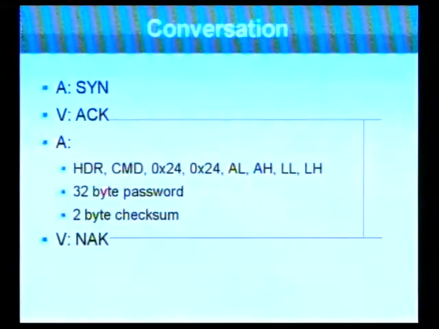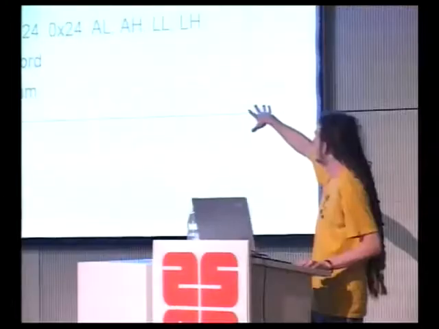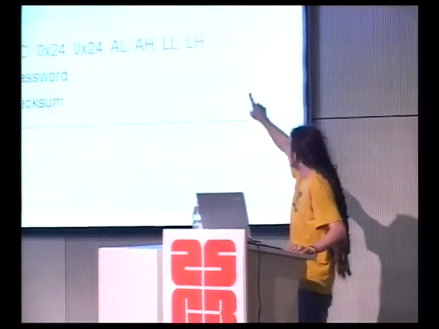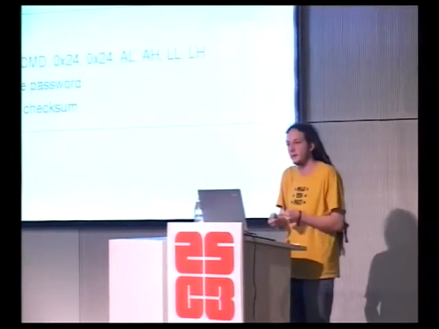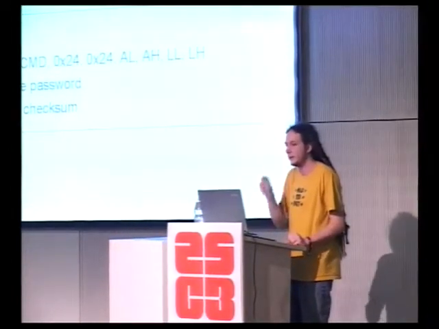So the conversation will look like this. You have a SYN message from the attacker. It's 0x80. The victim will acknowledge with 0x90. Then you'll have the packets of the attack frame. This begins with a header, a command byte, then you've got lengths, you've got 4 bytes that don't matter, and after the LH is when your password begins. And you have to begin doing your weird timing with the password.